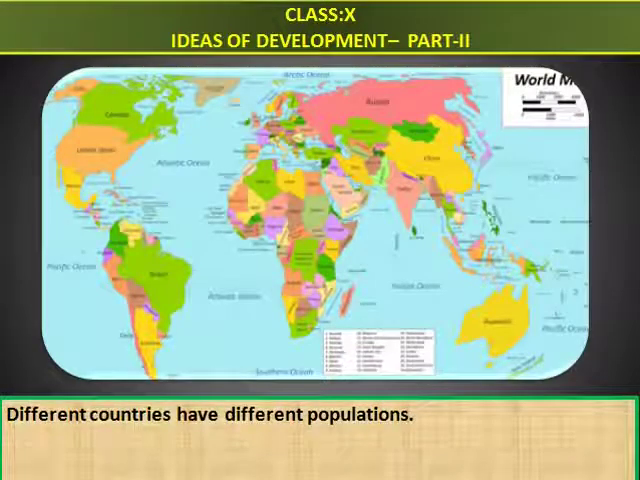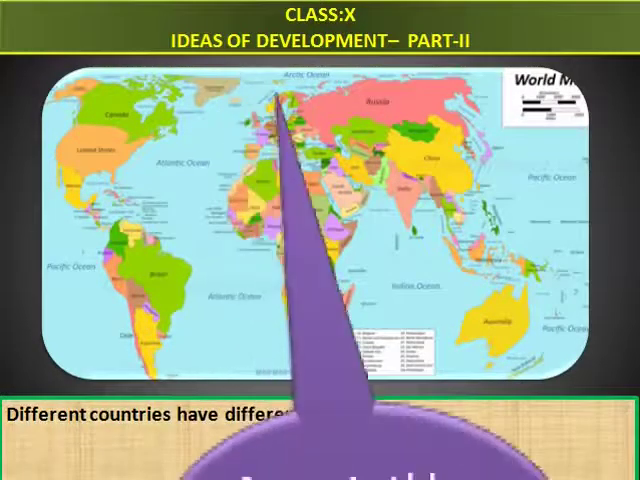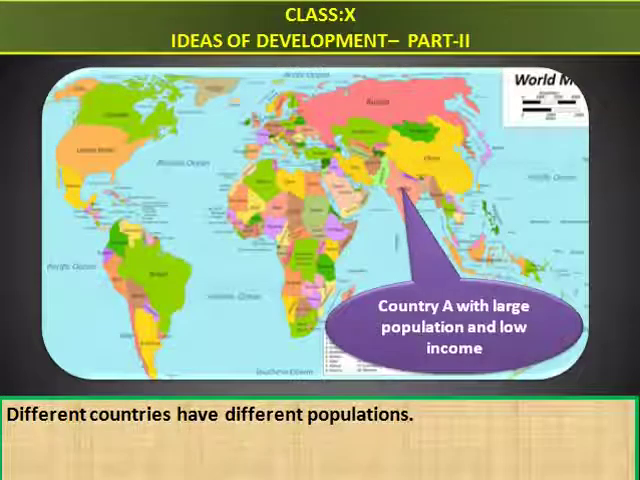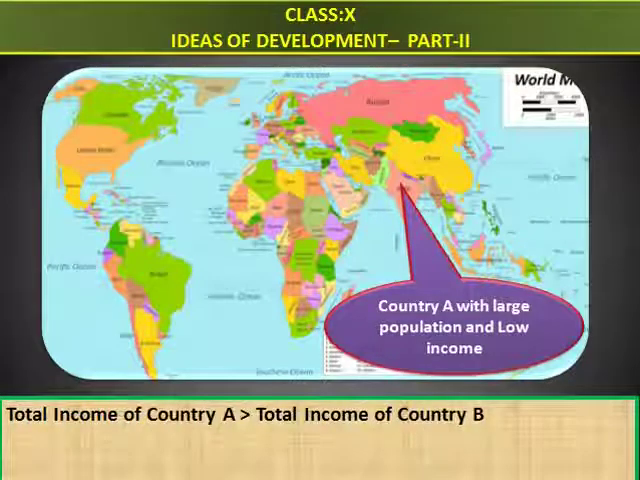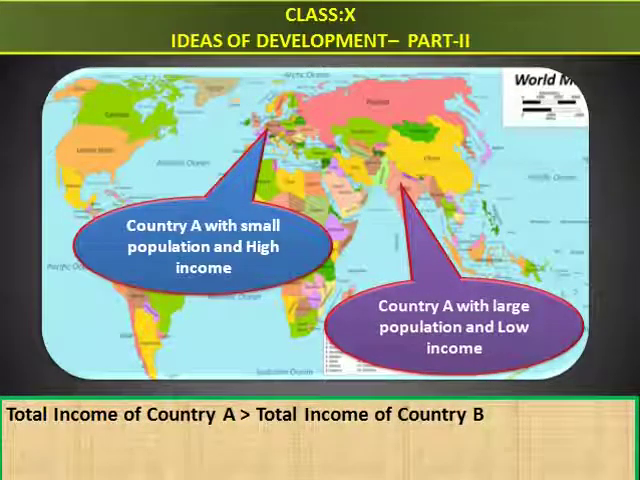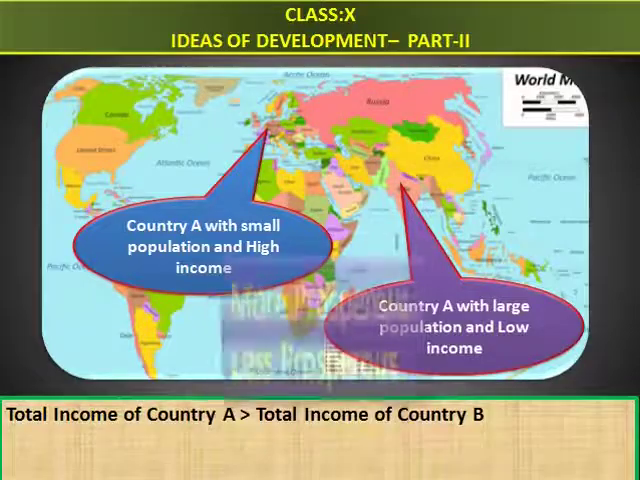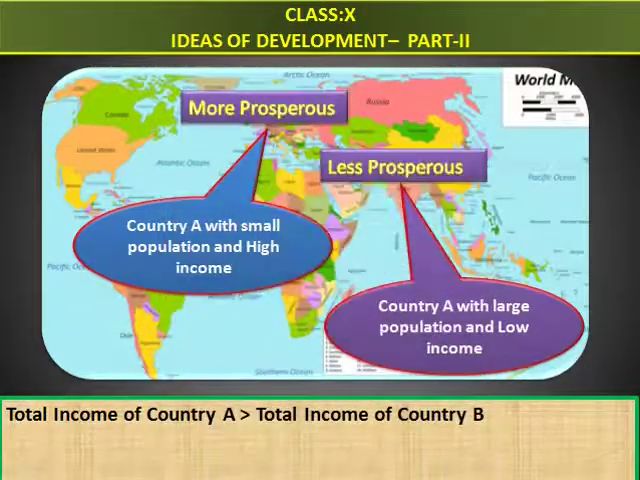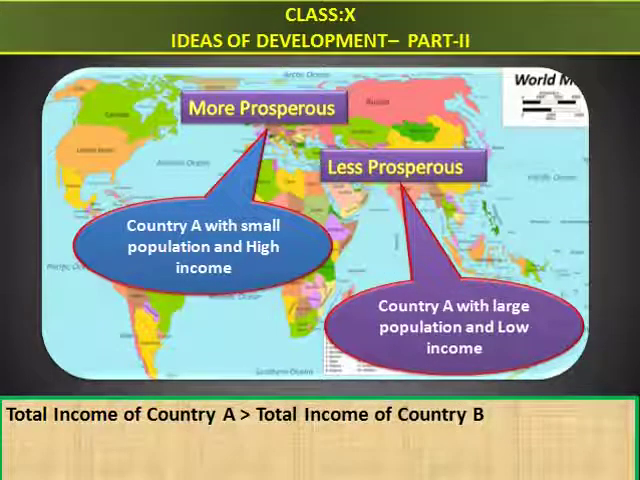Different countries have different populations. Thus, country A with a large population and low income may have a greater total income than country B with a small population and higher income. Though in reality, people in country B may be more prosperous than people in country A.